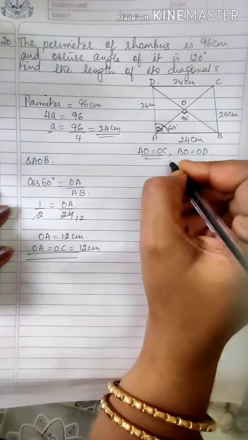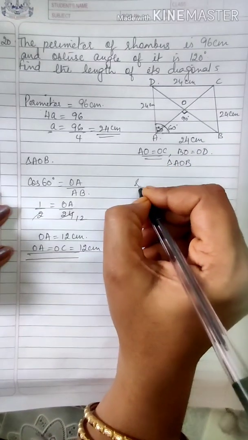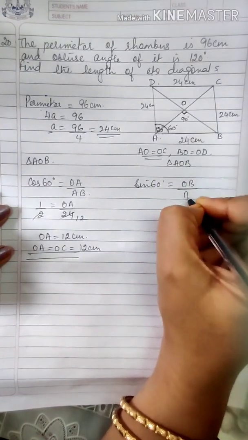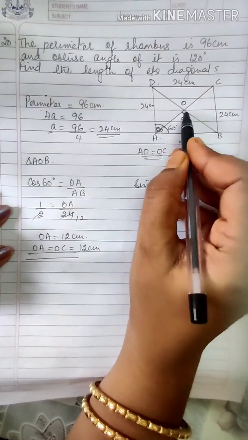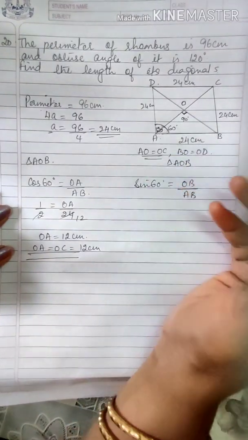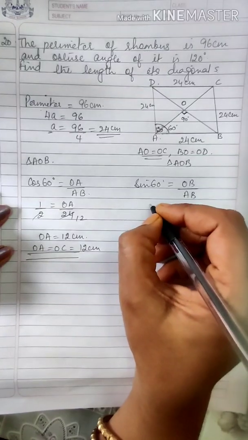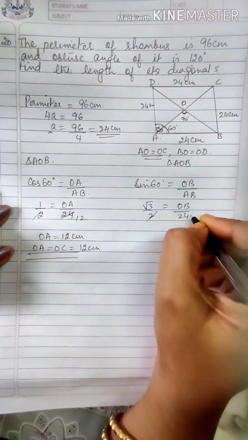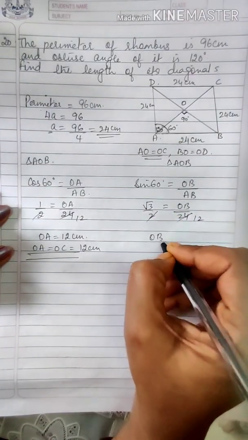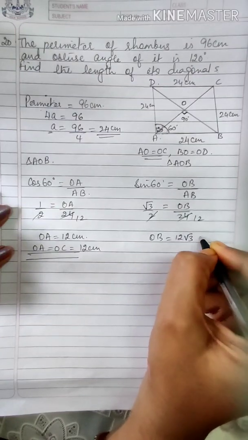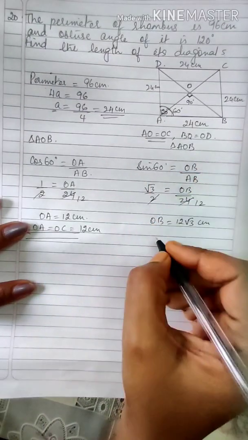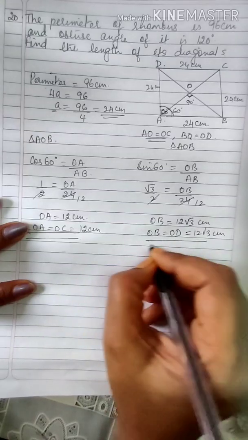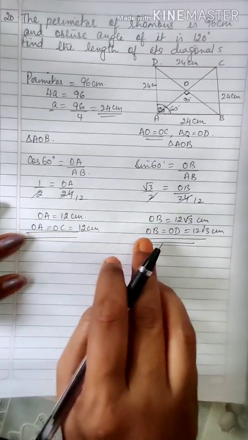Now in the same triangle AOB, we will find the sine ratio, sine 60, and sine ratio will be OB upon AB. For this angle 60 degree, OB is your perpendicular and AB is your hypotenuse. Sine 60 is root 3 upon 2, OB upon 24. This gets cancelled, 12. So OB is equal to 12 root 3 centimeter. And you know OB is equal to OD is equal to 12 root 3 centimeter. So you got OA, you got OC, OB and OD.